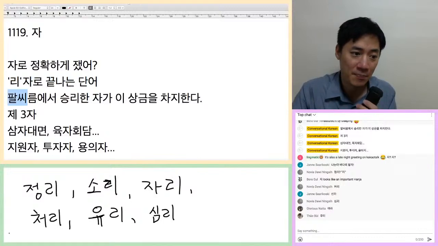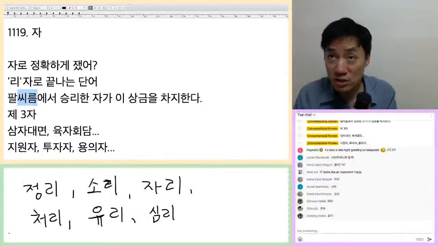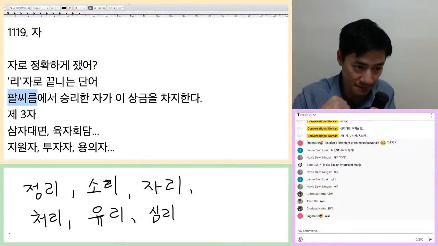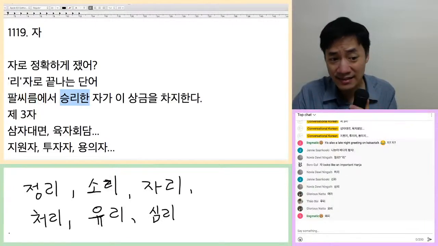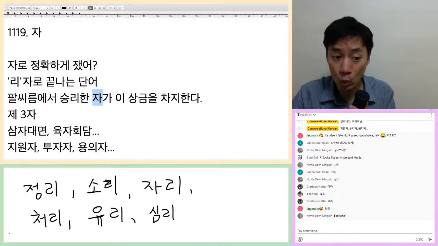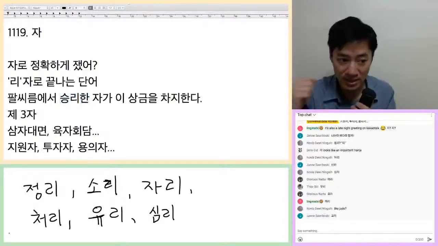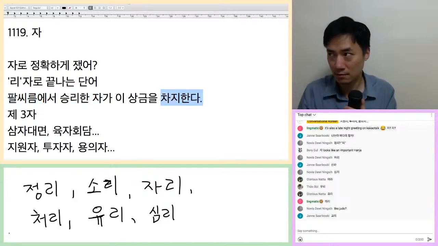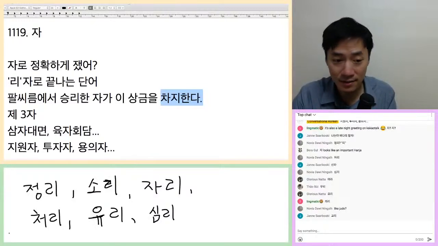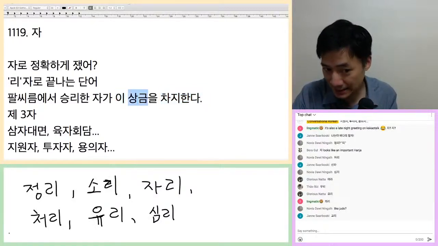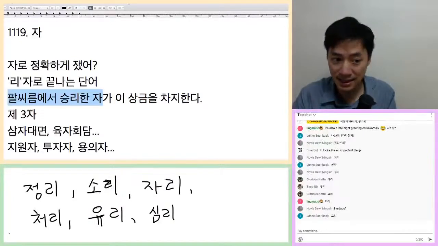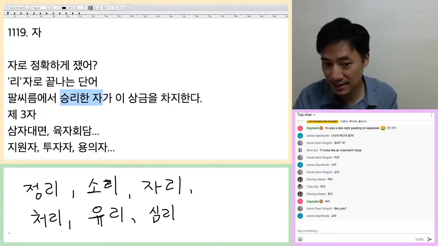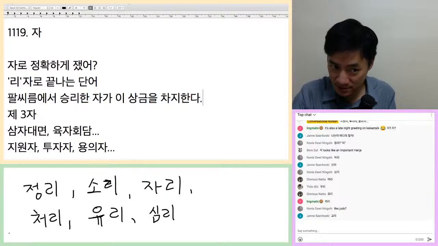And this one, 팔씨름. 씨름 is like Korean traditional wrestling. But 팔씨름 is like arm wrestling. 승리한 자. In this case, the person who wins the arm wrestling obtains this prize money, 상금. So, yeah, 승리한 자, person who wins. 네, 승리한 자가 이 상금을 차지한다. So it can be like person.